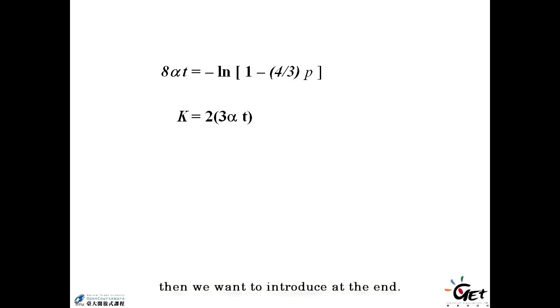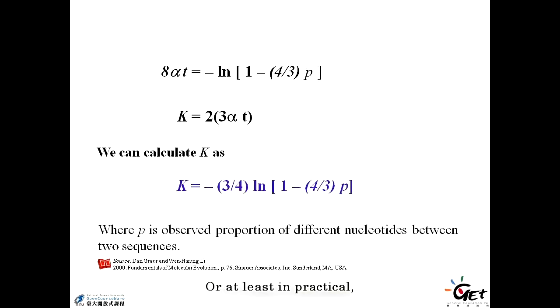Then we want to introduce, at least in practice, how to estimate the k value for any given 2 sequences. At the bottom of this slide, I just show you the observed number, which we mentioned last time, which is the p. P is very easy to calculate or to count. As you have 2 sequences aligned, you can count the number of changes, and that's the observed number.